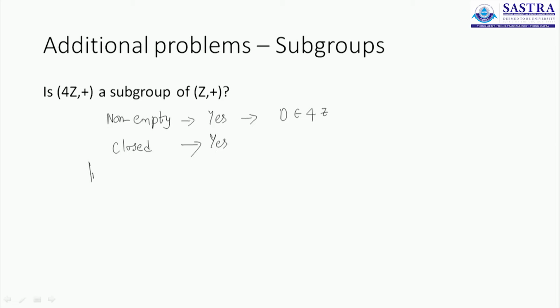Does every element have an inverse? Turns out that is also right, because 4 and minus 4 are inverses of each other, 8 and minus 8 are inverses of each other. It ticks off all boxes required to be a subgroup, and hence 4Z plus is actually a subgroup. We have already seen this, but we are proving this now.